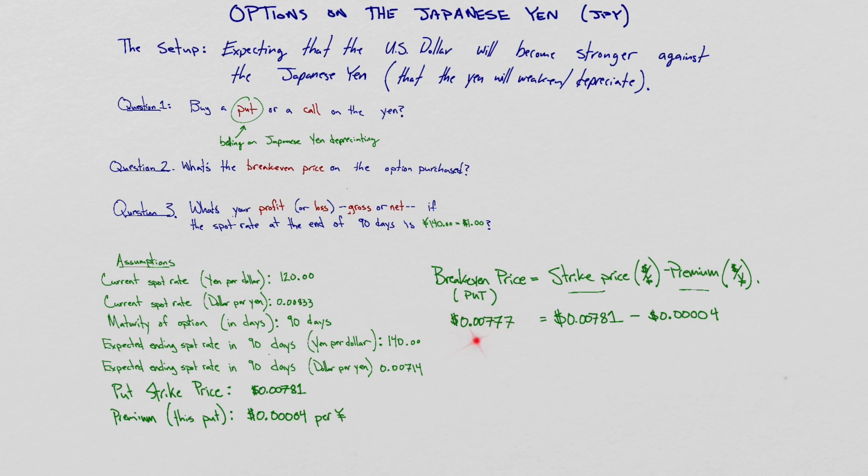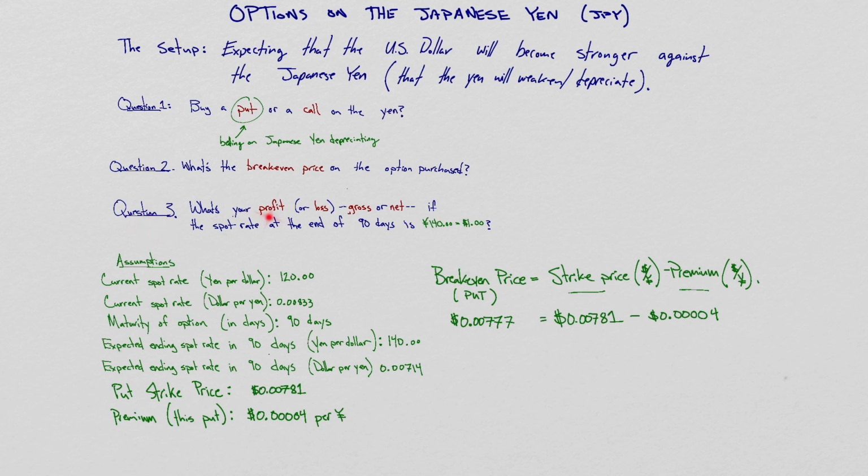But this amount, if the price falls to this amount, it's falling just enough to cover basically the cost of our premium. For us to make a profit beyond our break even, the spot rate needs to drop below the break even price. And that kind of brings us to question 3.